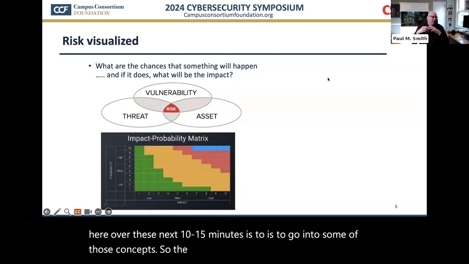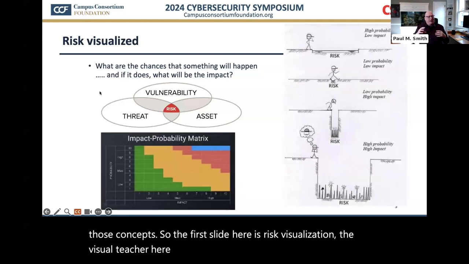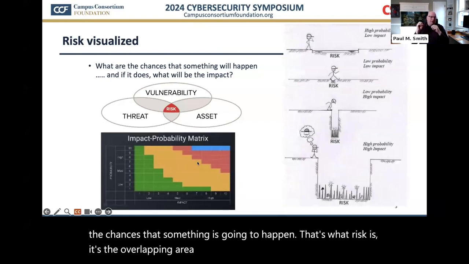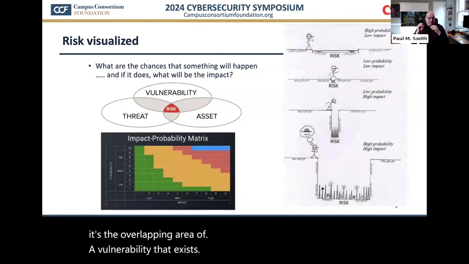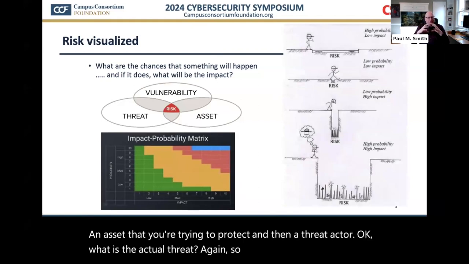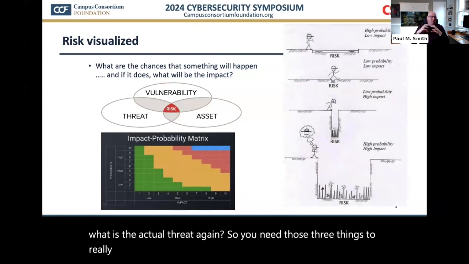Paul will be talking to us today about the language of cyber risk. So the first slide here is risk visualization, a visual teacher here. Really what it's about is what are the chances that something is going to happen? That's what risk is. It's the overlapping area of a vulnerability that exists, an asset that you're trying to protect, and then a threat actor. Okay, what is the actual threat again? So you need those three things to really have what the risk is.